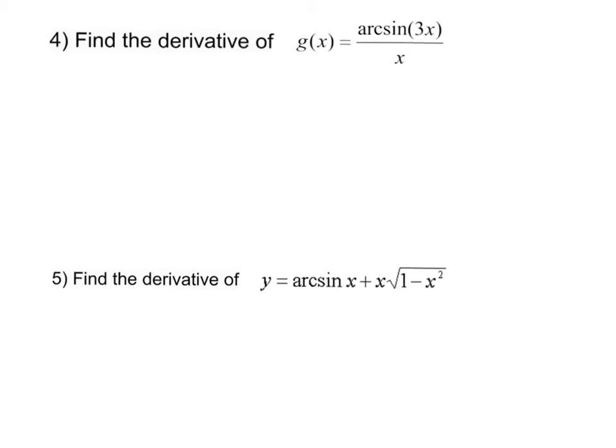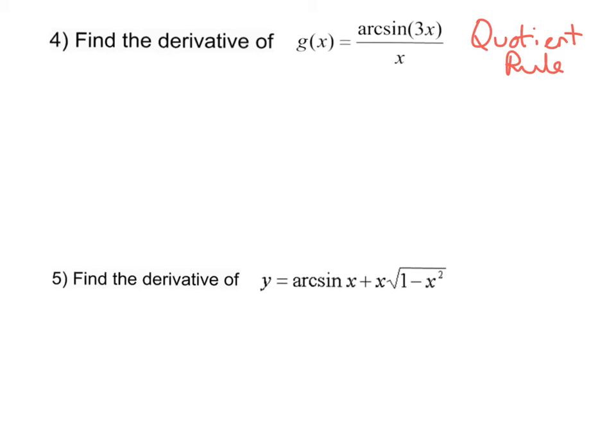Now let's go ahead and try 2 more examples where the inverse trig function is part of another function. So for example, in number 4, I see that I've got g of x is equal to arcsine of 3x over x. Now don't forget our basic rules here. I started to write down product, but this isn't a product. We're going to have to use the quotient rule for this one because I do have a quotient here.